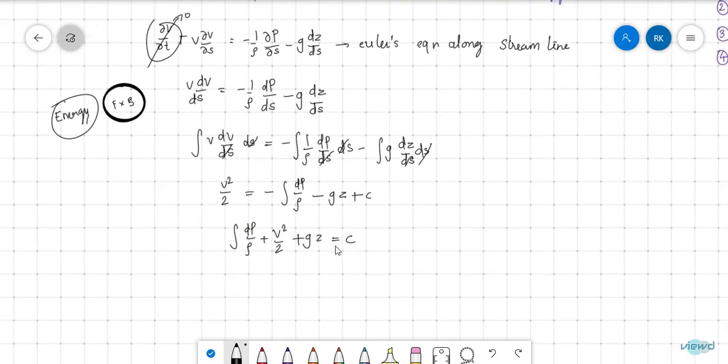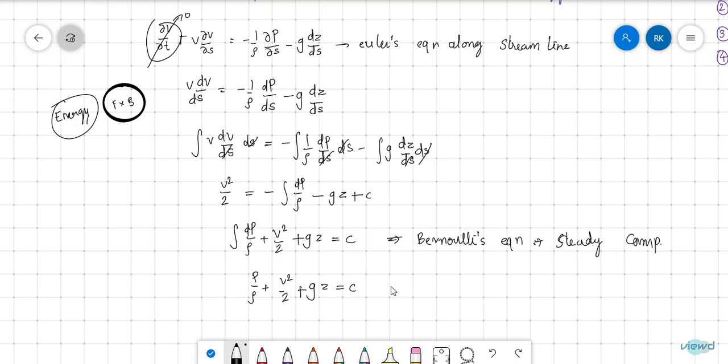This is called Bernoulli's equation. This can be applied for steady, compressible flows also. If we need it for incompressible flows, ρ comes outside, and p/ρ plus v²/2 plus gz is equal to constant. This is for steady, incompressible flows.